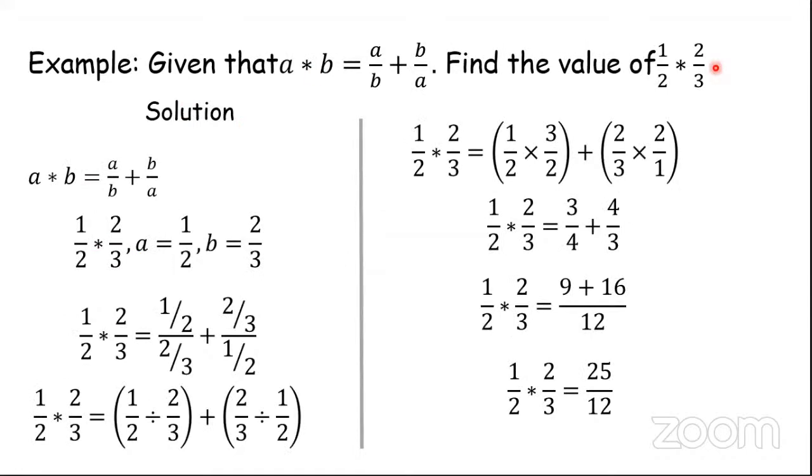Then we go to another one. Given that A star B is equal to A over B plus B over A, find the value of a half star 2 over 3. Okay, so who can explain for us this first part here by show of hand?